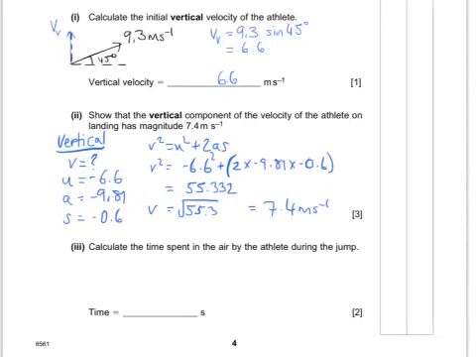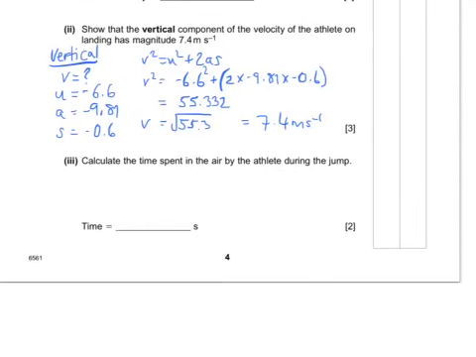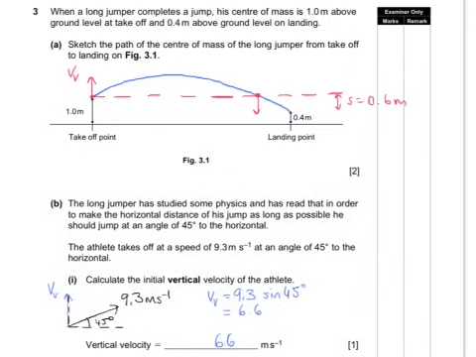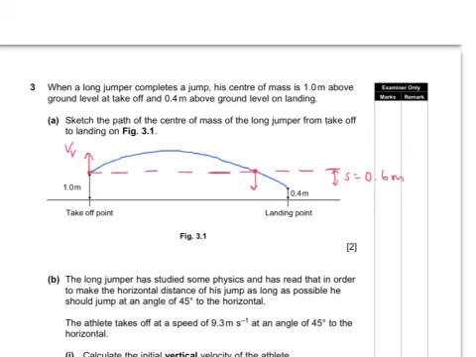Part 3, the final part, is to calculate the time spent in air by the athlete during the jump. And again, let's look at the diagram for this. What we're going to do is find the time of flight to the top, to the highest point. We're going to double that, and then we're going to add on this last part here. So time of flight to the top is the same as the time of flight to get to here, and then we're going to add that second part on.